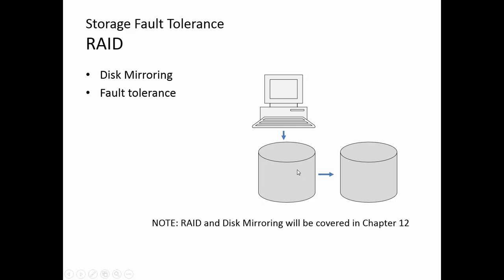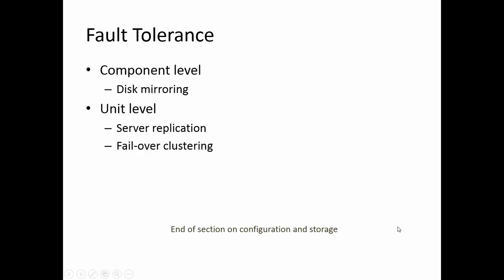This provides fault tolerance for the hard disks, and RAID and disk mirroring will be covered in greater detail in Chapter 12. So you can see you can have fault tolerance at the component level or at the unit level. When we say the component level, we mean a component of the server, such as disk mirroring or network interface card teaming, whereby you have two network interface cards in a server, and if either one crashes, that's okay, you have the other one. And you can have fault tolerance at the unit level, and a unit means a server, and that is provided with either server replication or with failover clustering.